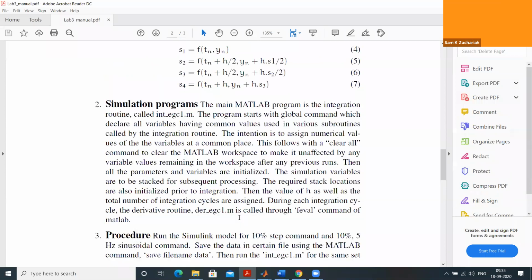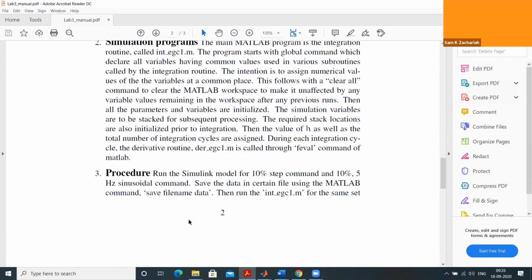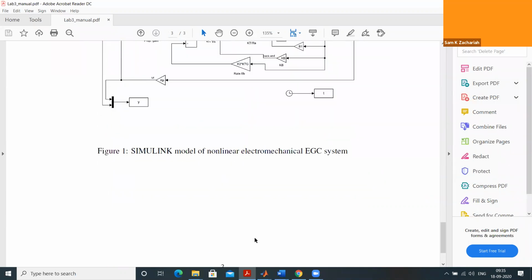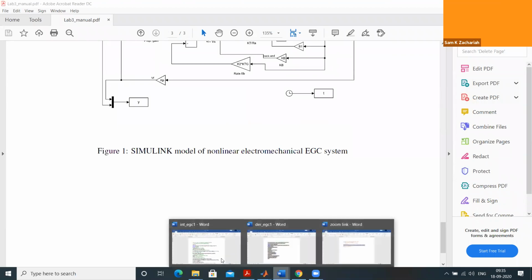So we will be writing two simulation programs. One is the integration routine and the other is the derivative routine. The simulation program in MATLAB is the integration routine called int-egc1.m, that is the integration routine. The program starts with the global command. I will explain with respect to the program. Then there is a derivative routine and the procedure. These procedures will be explained by Mr. Abhilash in the class. So I will just show you the structure of the integration and derivative routines.